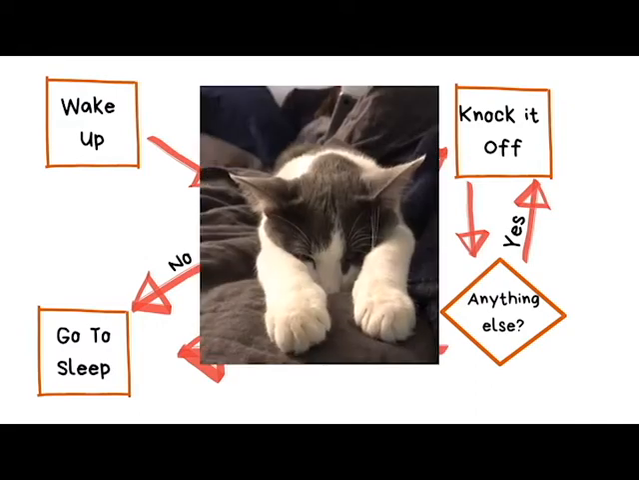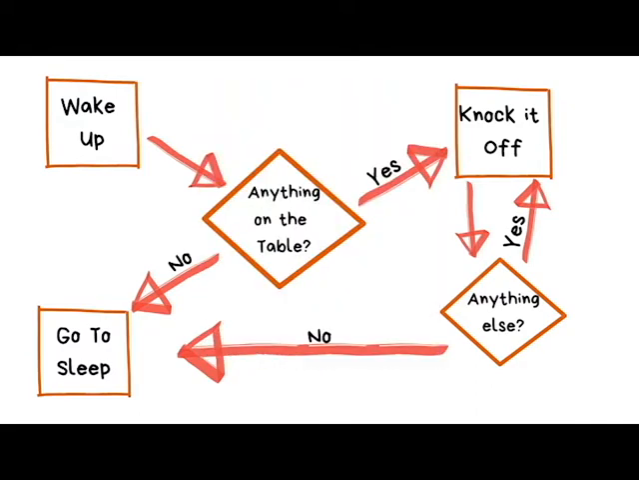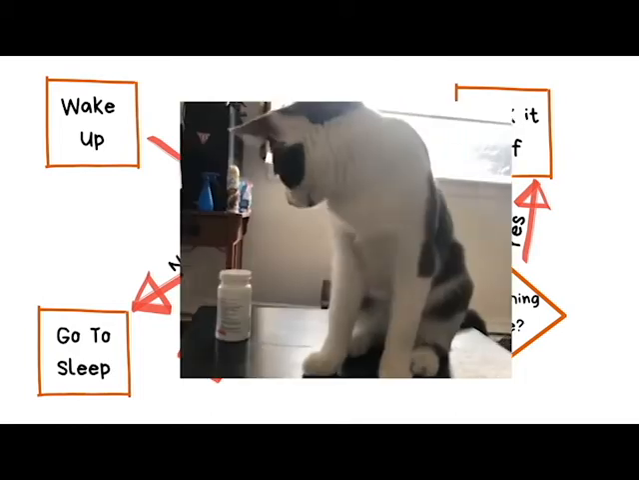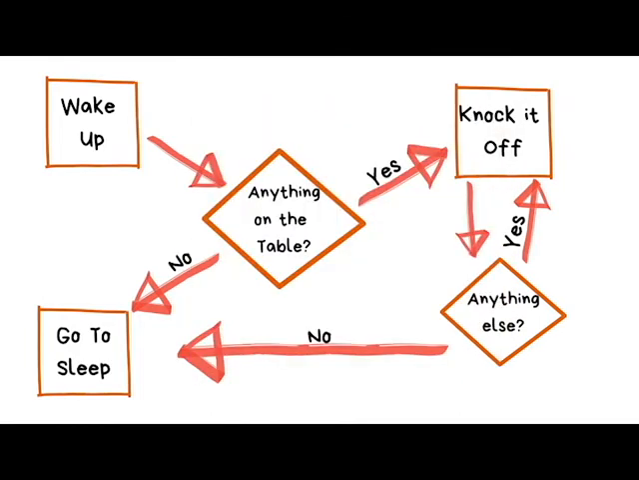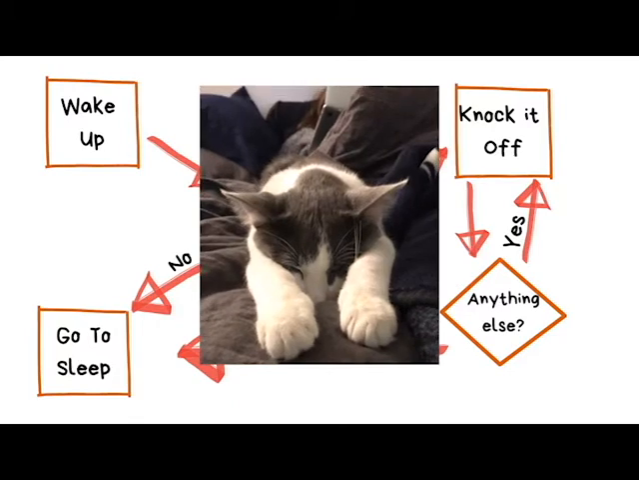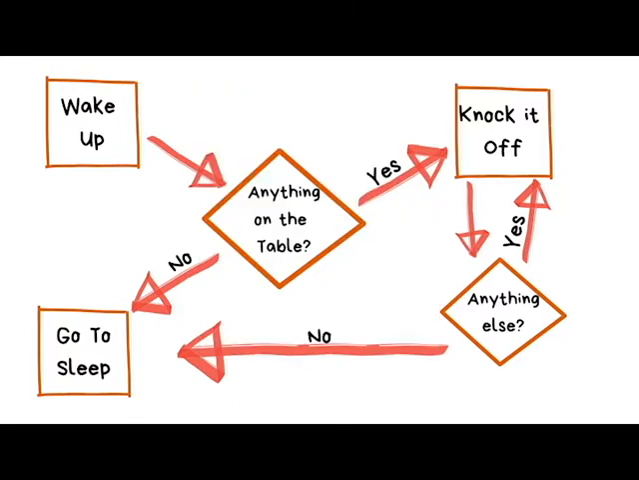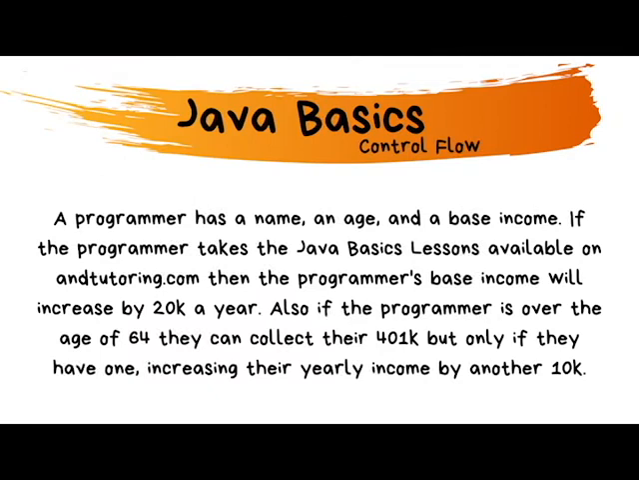The cat wakes up, asks is anything on the table. If there is, it knocks it off. If there's not, it goes back to sleep. And that's the basic gist of it. It's a simple flowchart that just kind of shows the exact trend in which something's going based upon conditions of its surroundings. So let's move to an example.